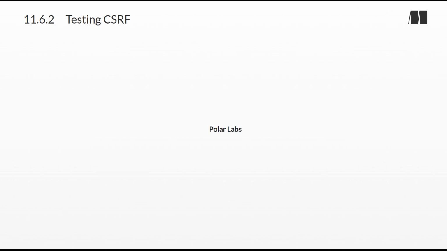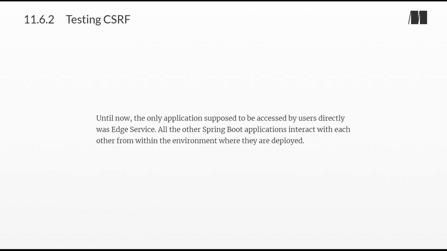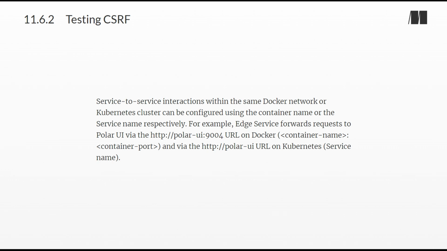Polar Labs. Until now, the only application supposed to be accessed by users directly was Edge Service. All the other Spring Boot applications interact with each other from within the environment where they are deployed. Service-to-service interactions within the same Docker network or Kubernetes cluster can be configured using the container name or the service name respectively. For example, Edge Service forwards requests to Polar UI via the polar-ui:9004 URL on Docker (container name:container port), and via the polar-ui URL on Kubernetes (service name).